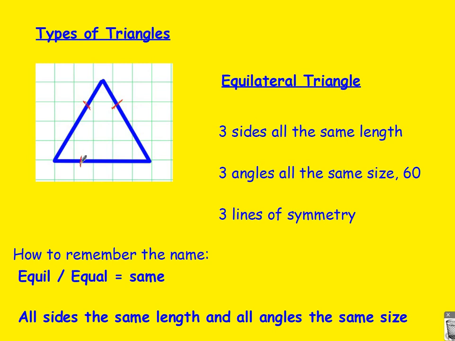Now, with an equilateral triangle, all 3 of the angles are exactly the same size. If you think back to what I said earlier, I told you that the 3 angles in any triangle add up to 180 degrees. So if we split that equally into 3 parts, 180 divided by 3 gives you 60 degrees. So that means that each of the 3 angles in an equilateral triangle are 60 degrees. So I'll put my arc on the angles because they're all the same size. And I'll write in the size of them. They are 60 degrees each.